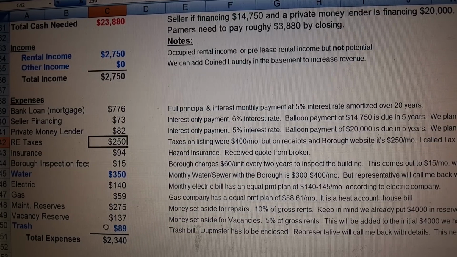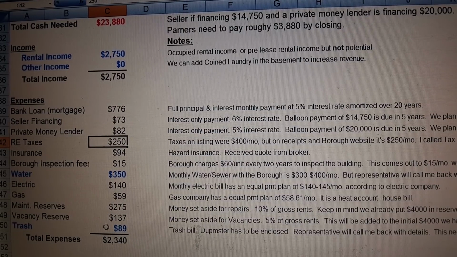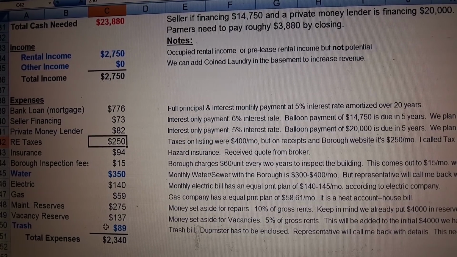So it came out actually less than what he had on the listing, which is strange. It was $250. So I put that there. So here's something I want to mention. Always trust but verify. So you trust what's on the listing, but you verify everything. So I called the tax office as well, looked at the documents, looked at the website.